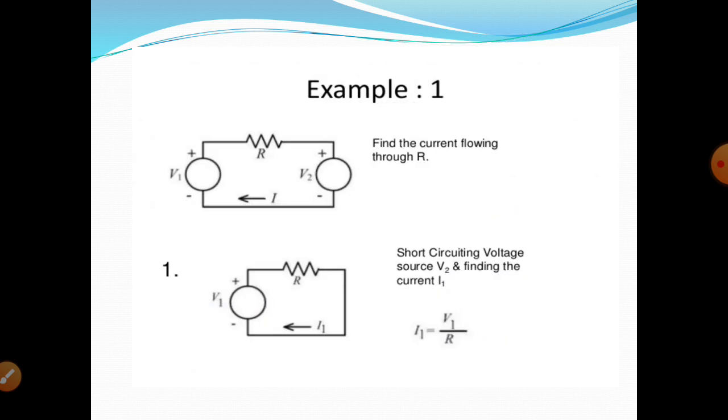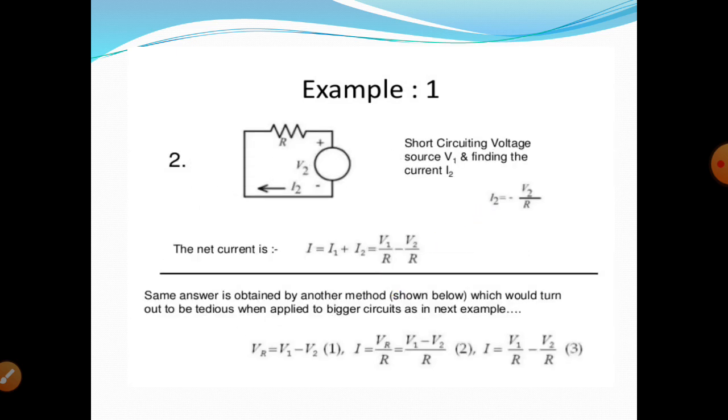Example 1 for the superposition theorem: in this network we have to find the current flowing through the resistance R. Step 1: the voltage sources are V1 and V2. First, the voltage source V2 is short circuited and we find the value of current I1 by applying Ohm's law. V is equal to IR, so I1 is equal to V1 by R.